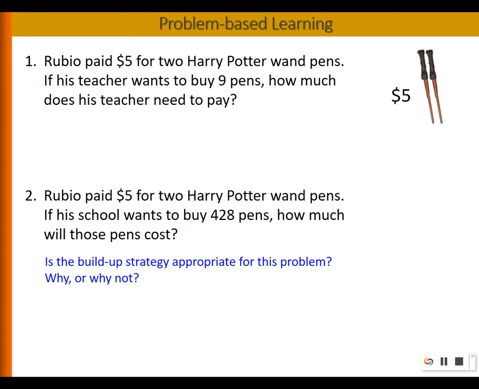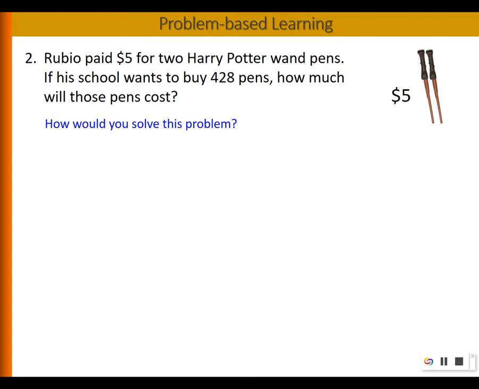Now, let's extend this idea to the second problem. This time, his school wants to buy 428 pens. How much will those pens cost? Now, do you think the build-up strategy is appropriate for this problem? Why or why not? To build up 2 at a time is going to take too long to reach 428 pens. Now, how would you solve this problem?